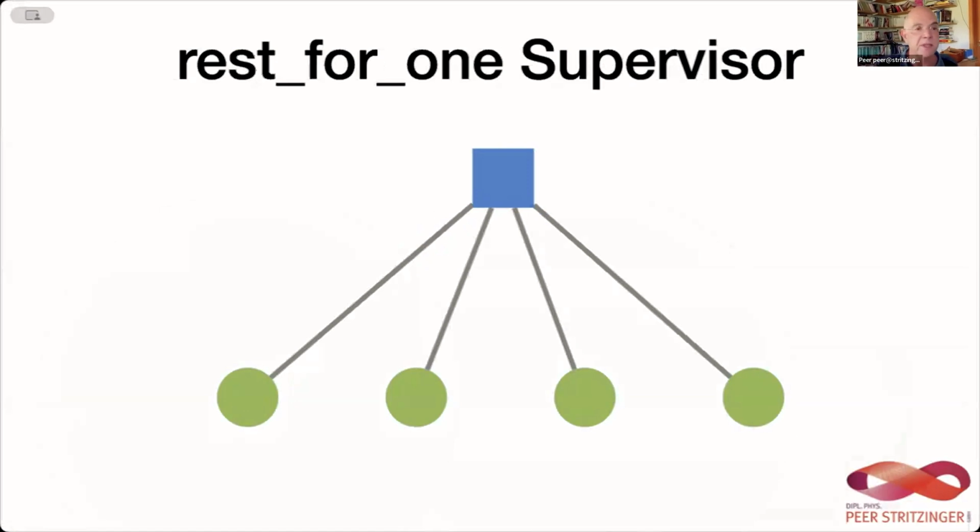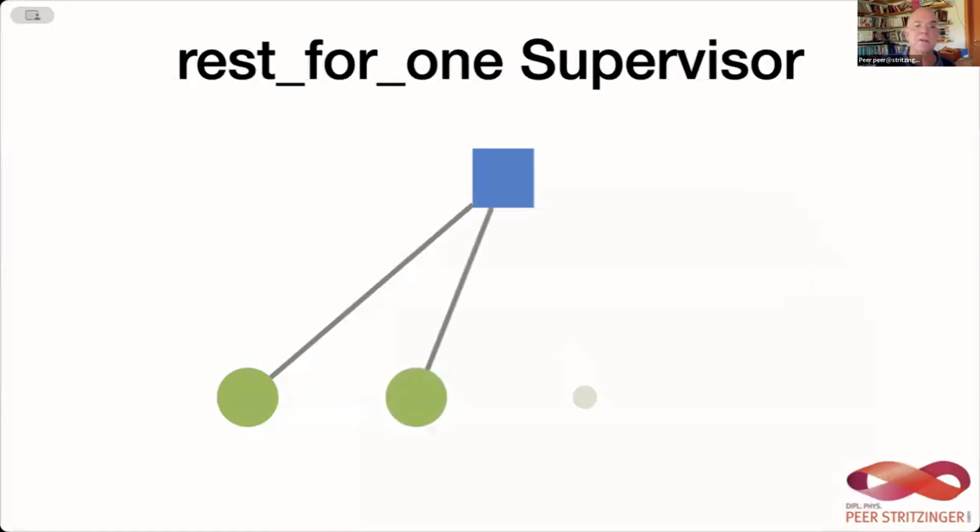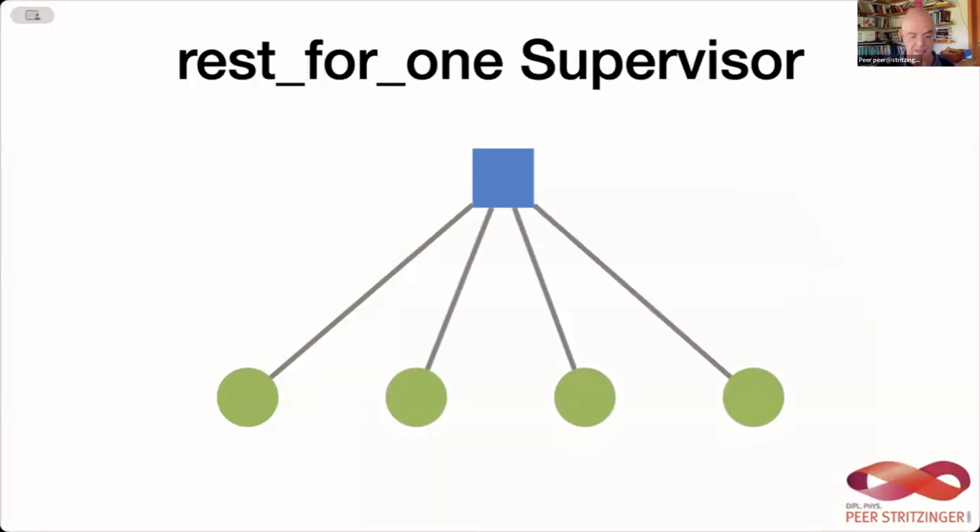And then there's also, for completeness' sake, a rest-for-one supervisor. So let's assume the green blobs are kind of working in a pipeline. This one is doing some computation, sends the result to this one, doing something with it, and sends the results to this one. So there's only one-way communication going on between these processes. So if this one crashes, it can't affect this one. There's no way that this one can affect this one. Then it's actually sufficient to restart the ones that come after the corrupt one. So that looks like that. You can imagine how it looks. The supervisor kills the ones that come after the one that crashed, and then they get restarted again.